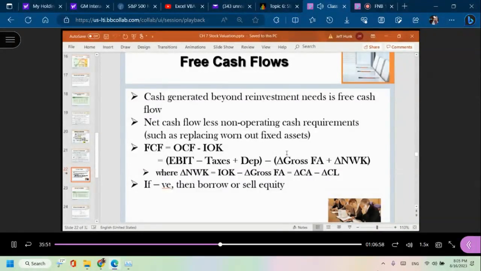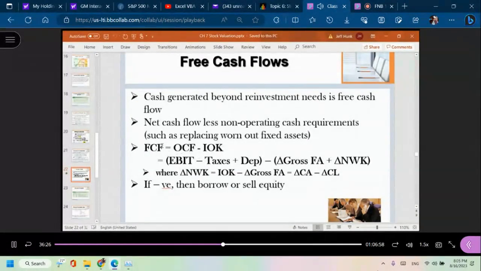Net cash flow less, or cash generated beyond reinvestment needs. These are reinvestment needs, isn't that right? Changing gross fixed assets means if you expand your production capacity, right? More plant and equipment, right? There's additional reinvestment, additional investment. Beyond that, right? Cash generated.